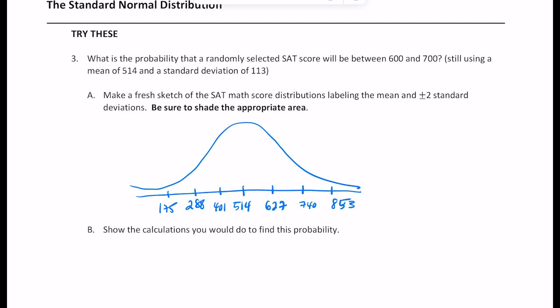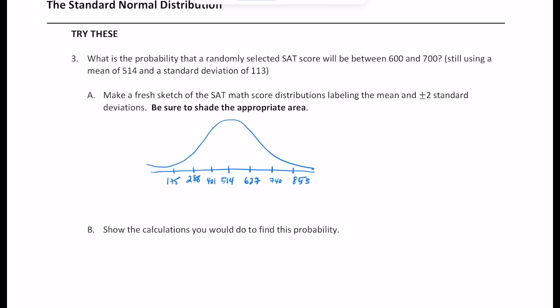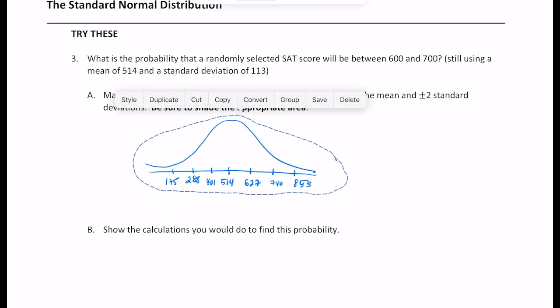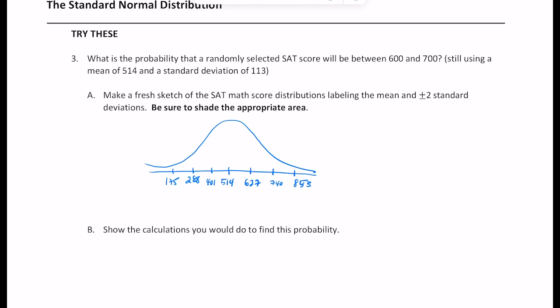Okay, and this time I'm looking for the probability that a randomly selected SAT score will be between 600 and 700. Okay, so let me shrink this a little bit so I can write some more things. So 600 is gonna go right about here maybe. And then 700 we said was right about here. And we're looking for between, so we're gonna shade in between them.